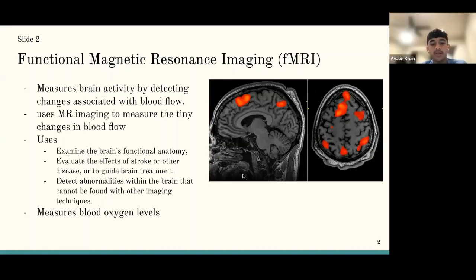So let's start off with an explanation about fMRI. fMRI is a technique that measures brain activity by detecting changes associated with blood flow. It uses MR imaging to measure the tiny changes in blood flow that take place in an active part of the brain. There are three main uses for fMRI. The first use is examining the brain's functional anatomy. The second use is evaluating the effects of stroke or other disease and guiding brain treatment. The final use is detecting abnormalities within the brain that cannot be found with other imaging techniques. fMRI is especially known to measure blood oxygen levels along with the brain's metabolic activity.